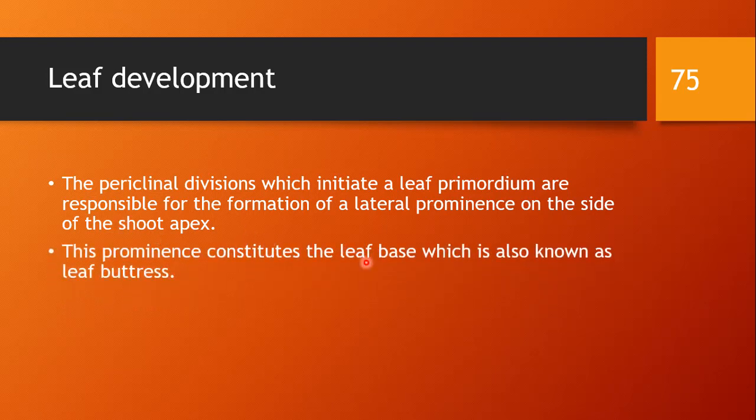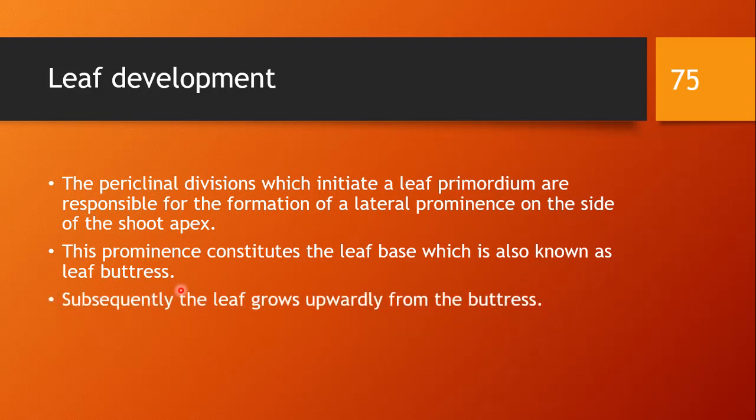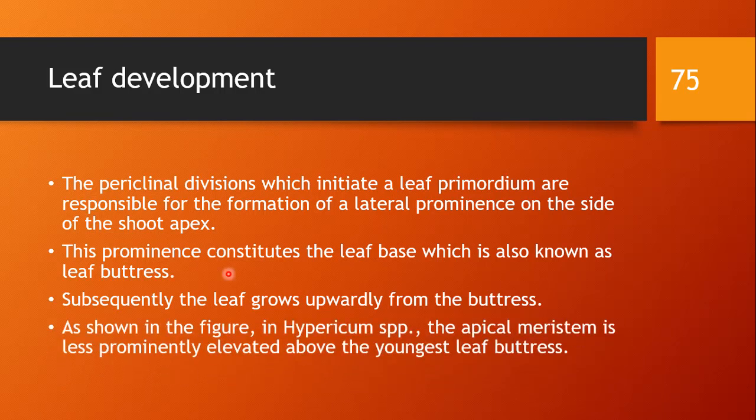The prominence constitutes the leaf base, which is also known as the leaf buttress, which is developed in the start. Subsequently the leaf grows upward from the buttress. So the first histological event was the change in the rate and plane of cell division, which developed the leaf buttresses, and next the periclinal division initiates the leaf primordium. This prominence constitutes the leaf base, also called the leaf buttress, and subsequently the leaf grows upward from the buttress.